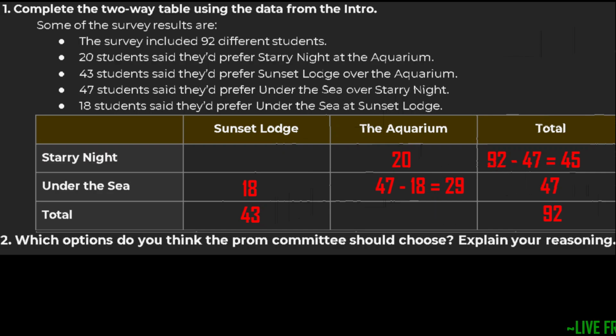I would just add those two together. So I'd say 20 plus 29 is 49. And then the last box we have here, we need to figure out how many wanted Sunset Lodge Starry Night. And so a couple different ways. Like I said, there's several different ways.